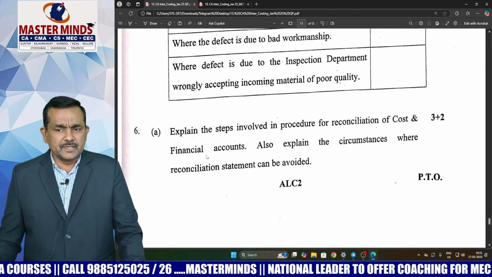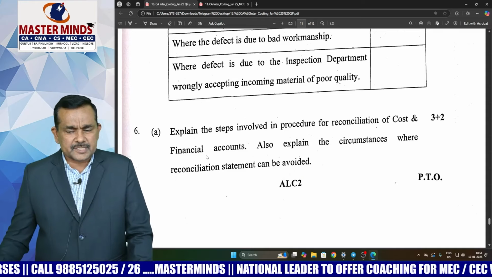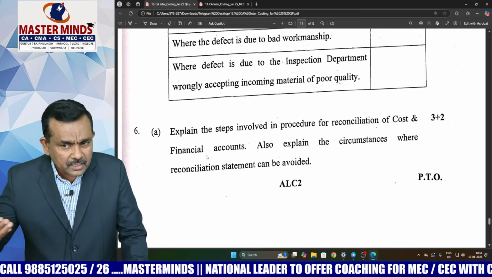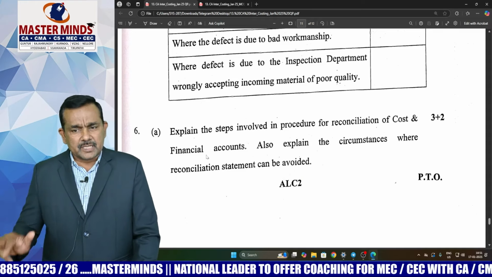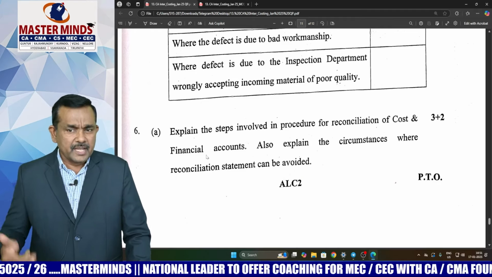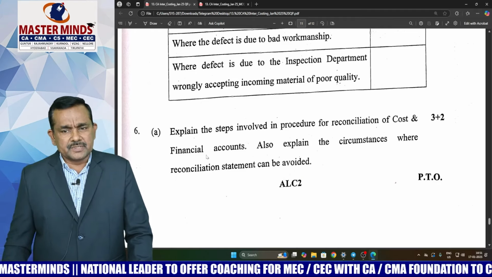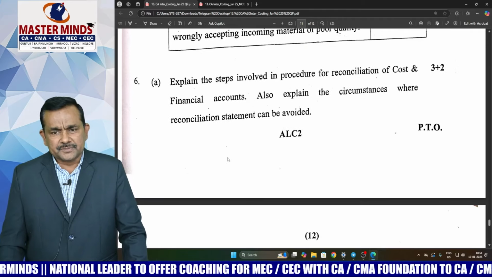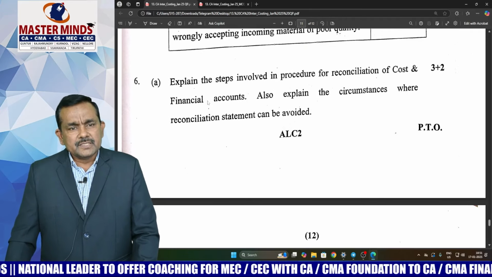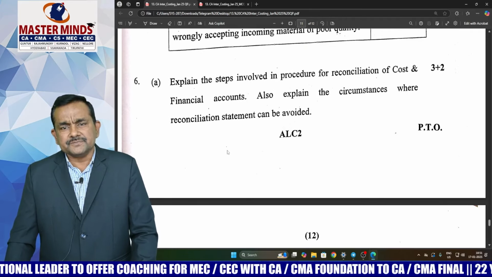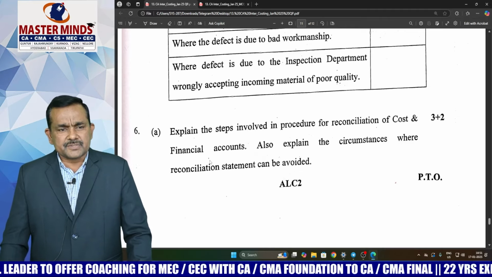In case of reconciliation, there are 5 very, very important points. First, pure financial expenses or non-cost related expenses appear only in financial books, not in cost books. Second point, non-operating incomes. Third point, depreciation. Next, inventory levels. Next, notional items. These are very, very important. This question is also covered in our material, sir. So, dead easy question, sir.